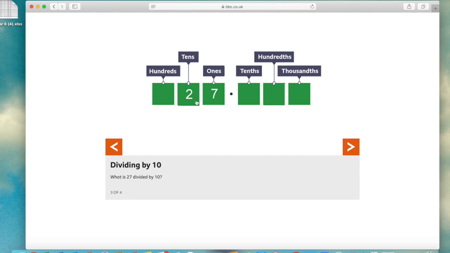Next, let's look at a dividing one. 27 divided by 10. So we're sharing 27 between 10 people. Let's say we've got £27. We need to share it between 10 people. We're not going to move it to the left this time. We're going to move both numbers to the right. So the 7's going to go from the ones to the tenths, the 2 from the tens to the ones. Just like that. So it becomes 2.7.